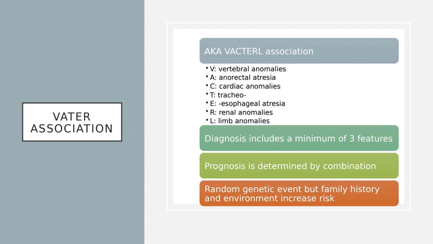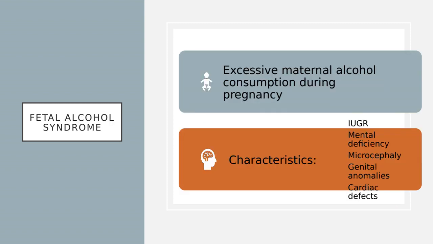And then lastly, we have fetal alcohol syndrome. We've all heard of this before. This is when the mom is drinking alcoholic products to excess during pregnancy. The characteristics of these kids, they are going to have IUGR. That's a pretty standard one. They're very small. These babies are so small. There is a mental deficiency or delay with these babies as they grow up and develop. They usually have very small heads, so microcephaly. They have genital anomalies, so their physical reproductive organs are abnormal, and they have cardiac defects as well. So very unfortunate, but luckily very preventable.